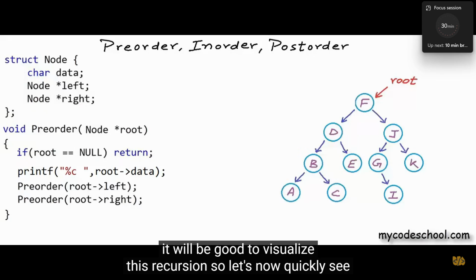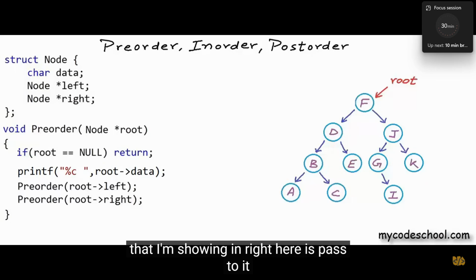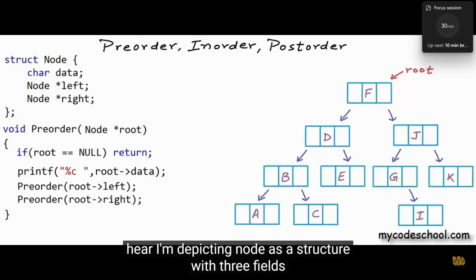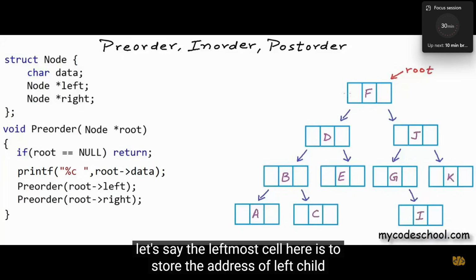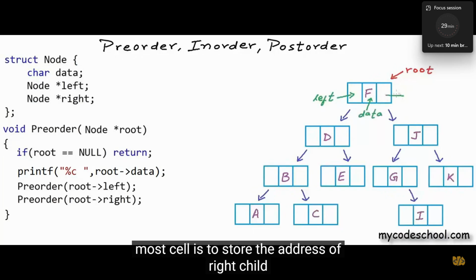It will be good to visualize this recursion. So let's now quickly see how this pre-order function will work if this example tree that I'm showing in right here is passed to it. I'll redraw this tree and show it like this. Here I'm depicting node as a structure with 3 fields. Let's say the leftmost cell here is to store the address of left child, the cell in middle is to store the data, and the rightmost cell is to store the address of right child.